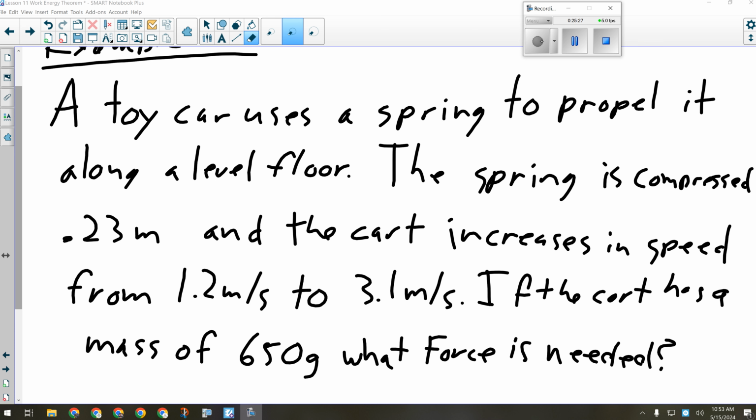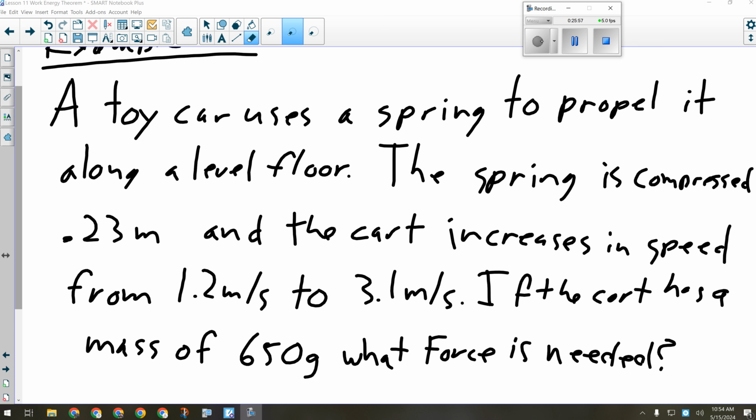Like I said, small little twist, not one that comes up often, but worth seeing. I have a toy car that uses a spring to propel it. Basically, it's like these carts that we used the other day. I just pushed this in. What did I do? Work. Did I exert a force through a distance? That's exactly what's going on in this question. Then what they're going to do is set it on the floor and let that spring release it.